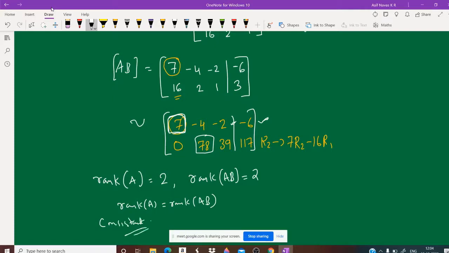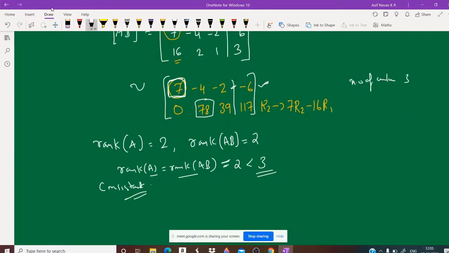Consistent. Now how many unknowns are there? The number of unknowns is 3. Rank of A is equal to rank of AB, which is 2, and this is less than 3. That means rank of A is equal to rank of AB, which is less than the number of unknowns. Then what can you conclude? The system has infinitely many solutions.